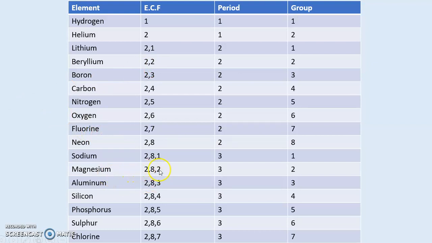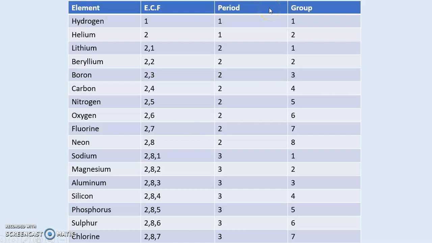So here we have magnesium. The electronic configuration of magnesium is 2, 8, 2 because its atomic number is 12. On the first shell, we have 2 electrons because that's the maximum amount that shell can hold. The second shell can hold up to 8 electrons, so we have 8 on the second shell, and anything remaining we put on the third shell, which is 2. Thus the electronic configuration of magnesium is 2, 8, 2, and the same goes for the rest of the elements.